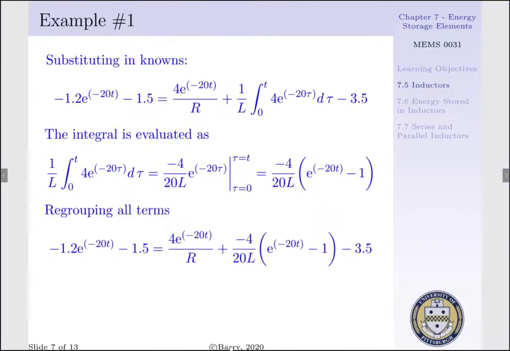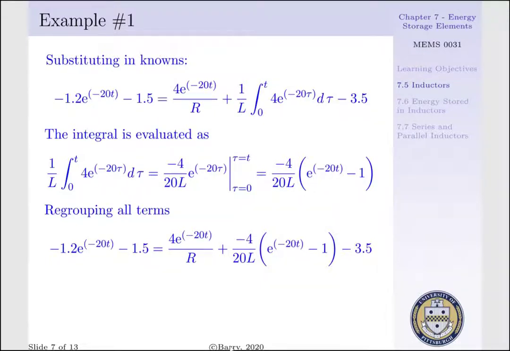Now, if we regroup all our terms, our KCL equation becomes -1.2e^(-20t) - 1.5. That is the current that was leaving our voltage source. This is equal to 4e^(-20t) per R, the current running through our resistor, minus 4 per 20L times e^(-20t) minus unity, minus 3.5, the current running through our inductor.